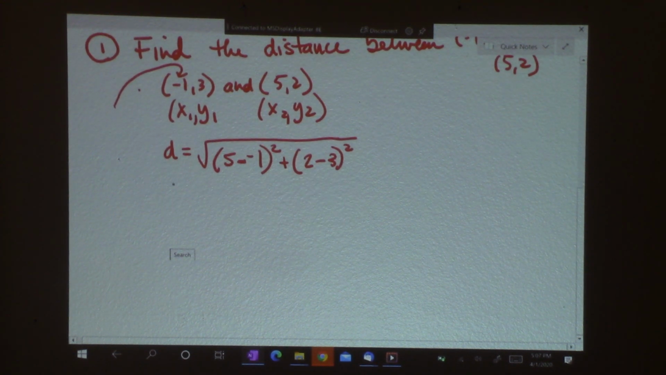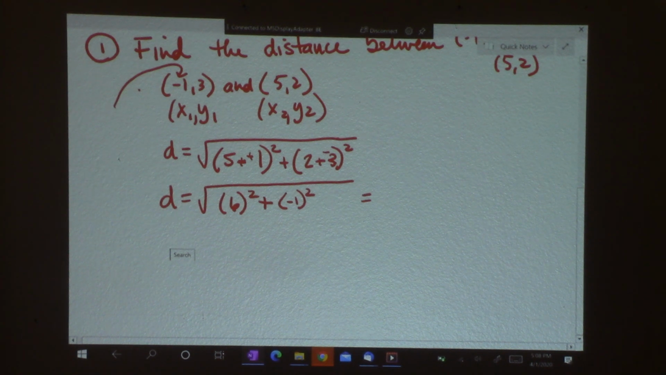Okay, so let's figure that out, and when I have a double negative here, that becomes positive. See why that's important? You can't drop that negative. Otherwise, you would end up subtracting, and it would change our answer. So I have 6 squared. 2 minus 3, I have negative 1 squared. So I get 6 squared is 36, and negative 1 squared is 1. So I get an answer of the square root of 37.